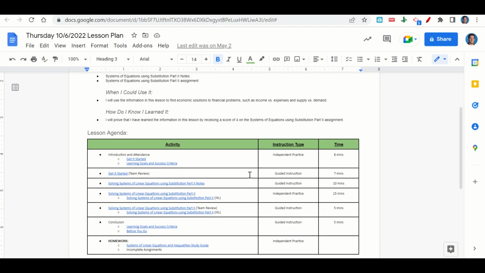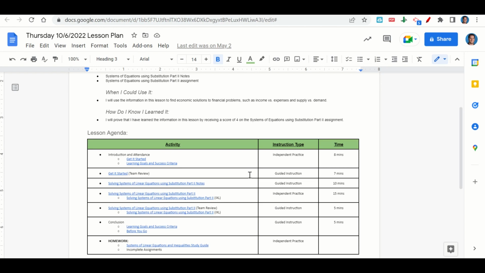Now let's take a look at our agenda for today. We will begin by going over the learning goals and success criteria. While we do that, you'll fill out your Get It Started. Once you've completed your Get It Started, we'll go over it together and answer any questions that you may have. After that, we'll go over the solving systems of linear equations using Substitution Part II notes.